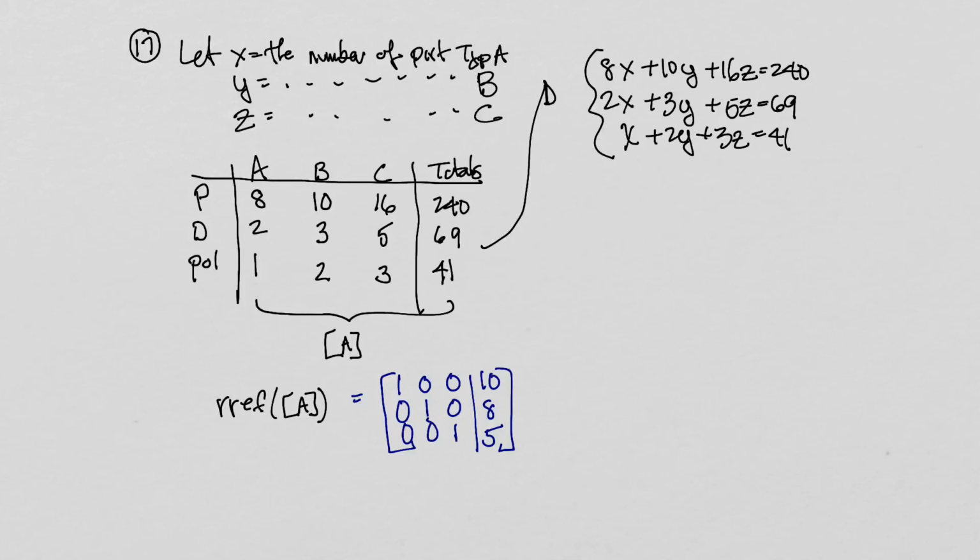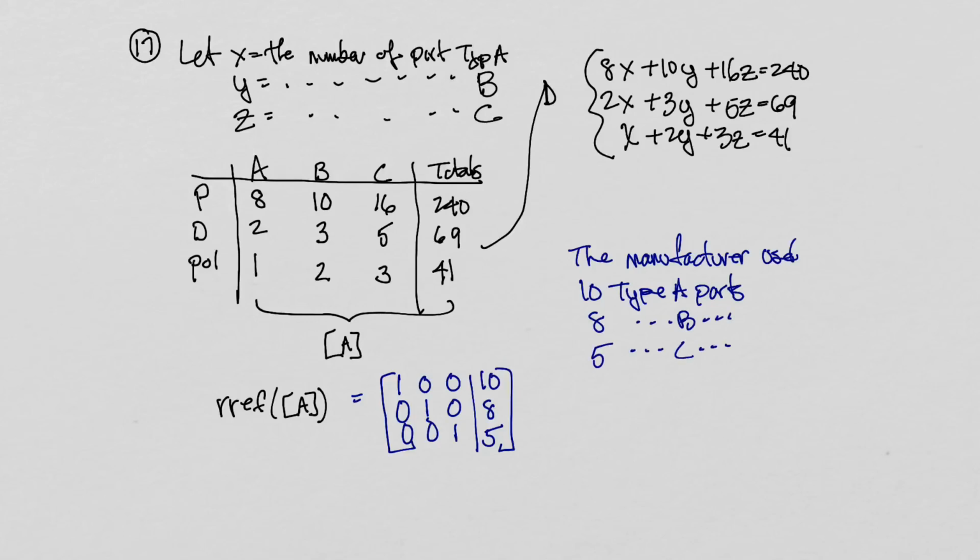So we're asked, how many of each part did the manufacturer use? Well, we can see x is 10, but what is x? Follow it all the way back up. X is the number of type A parts. So what we're going to write here is that the manufacturer used 10 type A parts, 8 type B parts, and 5 type C parts. There we go. All done.